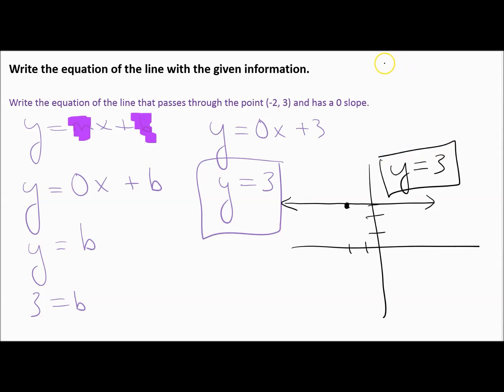So add this to your notes. Horizontal line is always y equals a number, okay? So that would lead you to believe that a vertical line is always x equals a number, and that is true. So y equals a number is a horizontal line, x equals a number is a vertical line. A lot of people get that mixed up because the x-axis is horizontal and the y-axis is vertical. But that's the way it works. To give you a horizontal line, you want your y to be the same number every time, okay?